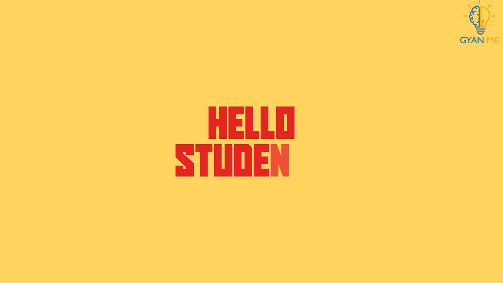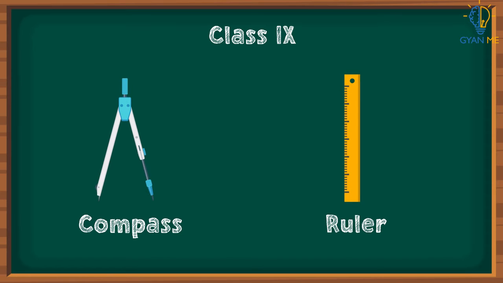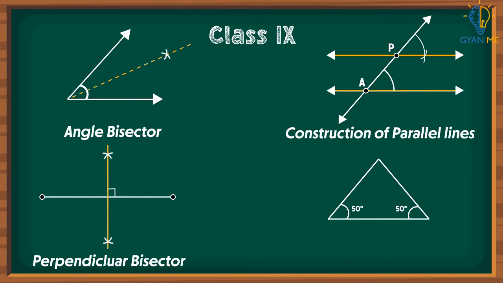Hello students. We learned in class 9 various constructions in geometry using compass and ruler, like angle bisector, perpendicular bisector of a line segment, constructing a line parallel to a given line, and some constructions of triangles, and also gave their justifications.